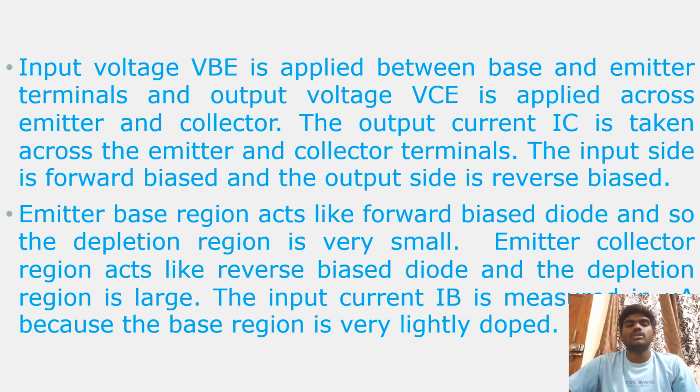The emitter base region acts like a forward bias diode, and so the depletion region is very small. The emitter collector region acts like a reverse bias diode, and the depletion region is large. The input current IB is measurable because the base region is very lightly doped.